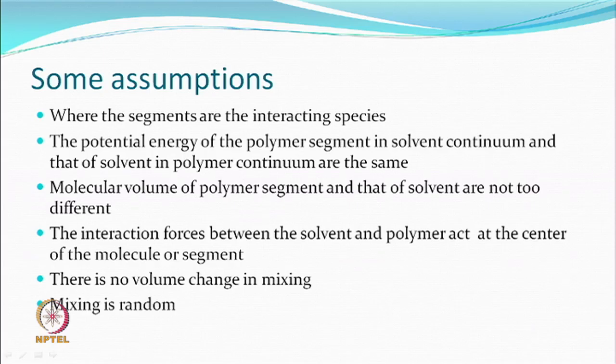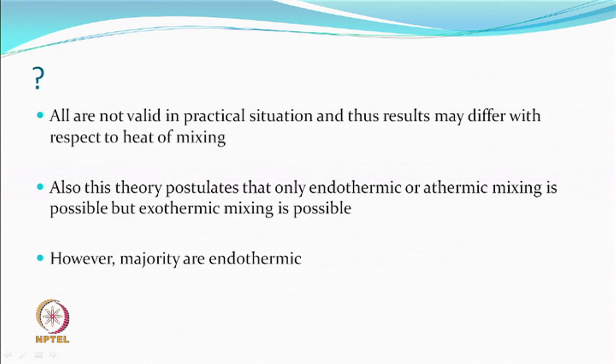So, if the mixing is random, like you are doing agitation or whatever, it is not that only one part is dissolving first, then the next part goes. No. Anywhere the solvent can go, the interaction will start. These are the assumptions. Within them and the parameters that we have, some conclusions could be drawn. It is true that all these are not going to be valid in a practical situation, and therefore the results you obtain by the equation may differ from the actual measurements that you may do.